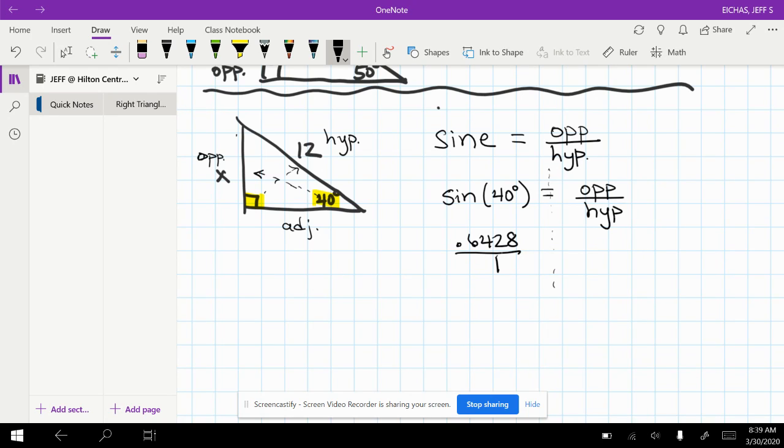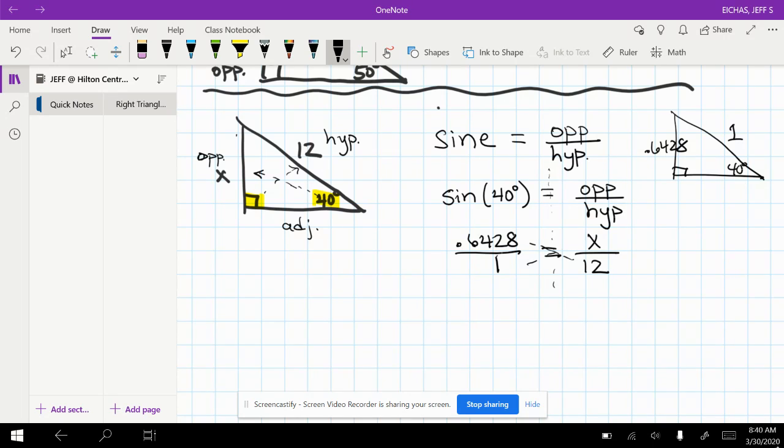Now, I put it over 1 because I know that sine is a ratio of two sides. Okay, so it's 0.6428. Here's what it really means. There's a right triangle out there, and 0.6428 to 1 is the ratio of those two sides. Now, in this problem, the opposite side is x, and the hypotenuse is 12. So we're going to use that same ratio.